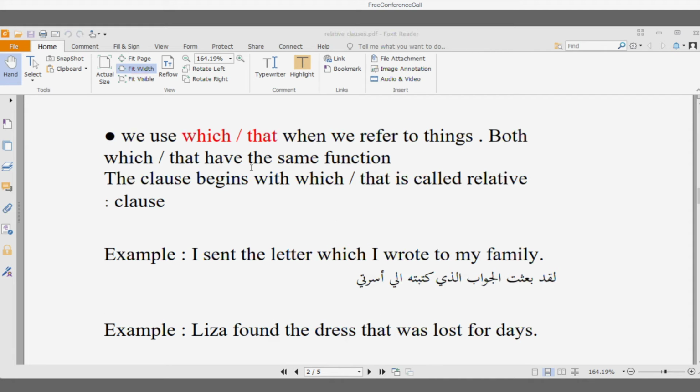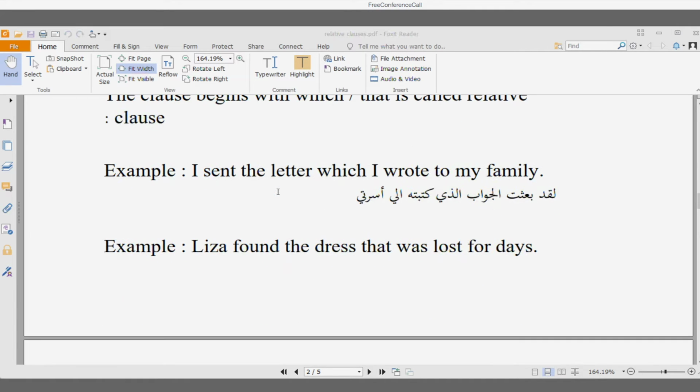Now we move to which and that. We use which and that when we refer to things. Both which and that have the same function. The clause that begins with which and that is called a relative clause. So which and that هي ضمائر أخرى للوصل relative pronouns تستخدم للإشارة للأشياء things يعني الأشياء الغير عاقلة.